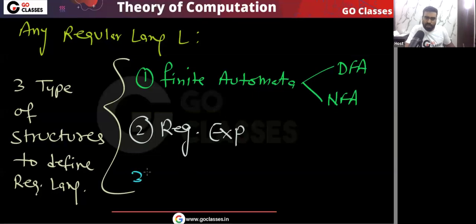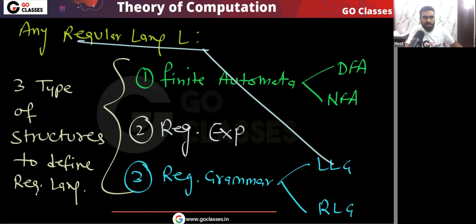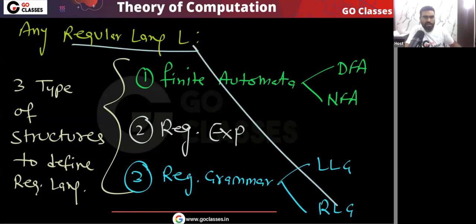Okay, and what another thing that I can create for any regular language? I can create regular grammar. Either I can create left linear grammar, or you can also create right linear grammar. So you can see for every regular language there is a left linear grammar, and for every regular language there is a right linear grammar.